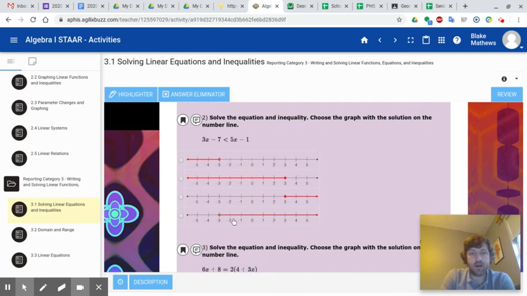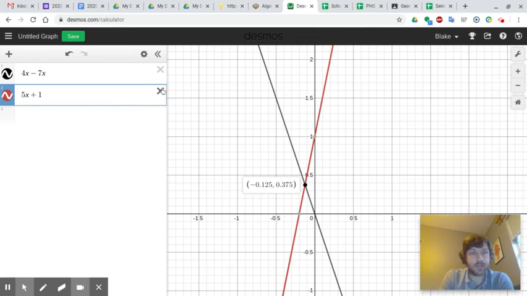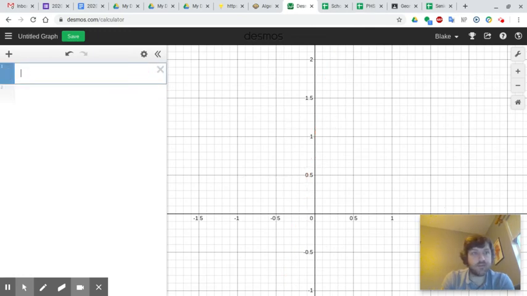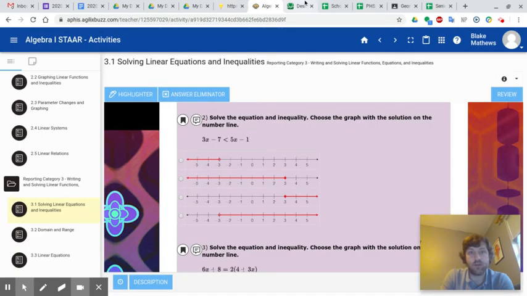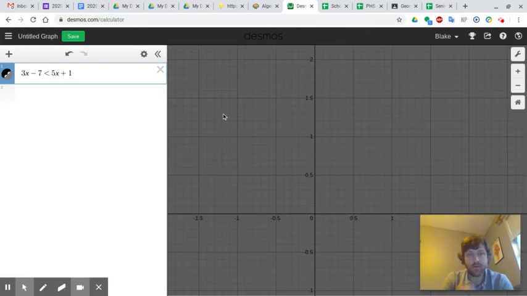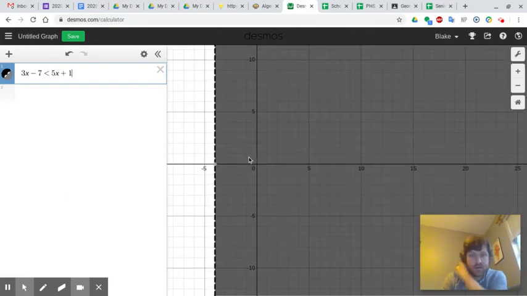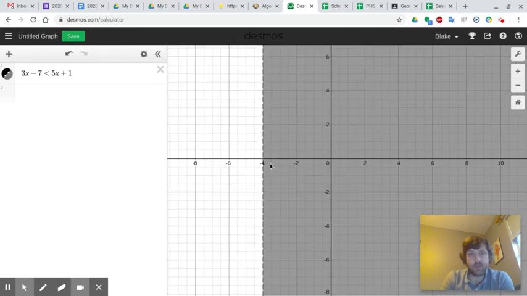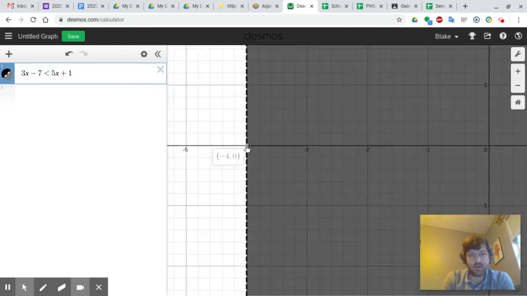Now, when they are inequalities, we're actually going to just type this all into one equation. So let me do that. Let's clear this out, and we're going to type this all into one equation. 3x minus 7 is less than 5x plus 1. Sorry, my computer's lagging a little bit right now.